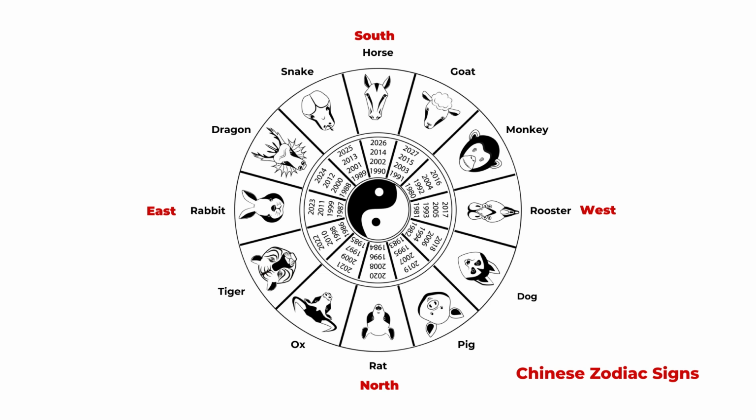Here is a basic chart of the 12 Chinese animal signs. We start with the rat in the north and go in order of ox, tiger, rabbit. Rabbit is in the east. And then dragon, snake, horse in the south. And then goat, monkey, rooster in the west. And the dog and pig. So based on the birth year, you can find your zodiac sign and the related direction.